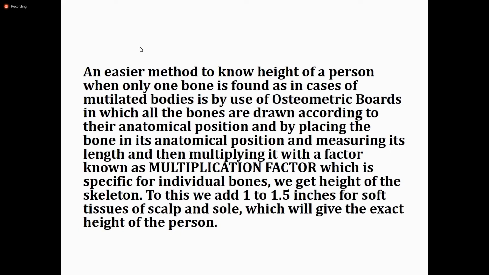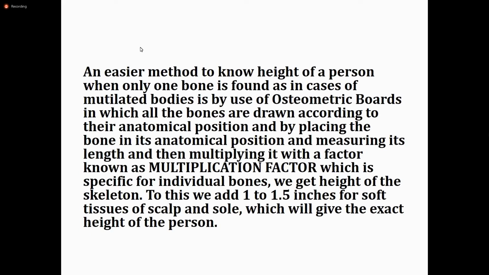All the bones are measured according to their anatomical position, by placing the bone in the anatomical position and measuring the length. You measure the length and then you multiply it with a factor which is known as the multiplication factor. This multiplication factor is specific. It is a constant factor for every bone. We'll give you the constant factor also on the next slide, that it remains constant for every bone. Okay, it is specific for individual bones. So we get the height of the skeleton.